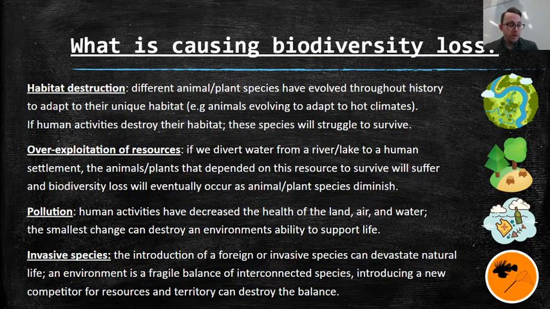Animals like the cane toad in Queensland, the camel. Australia didn't used to have camels. Now we have a lot of camels. These foreign species, these foreign animals being brought into our environment can devastate natural life. The environment is a very fragile balance, a fragile ecosystem of interconnected species. Introducing a new competitor for resources and territory can destroy the balance.